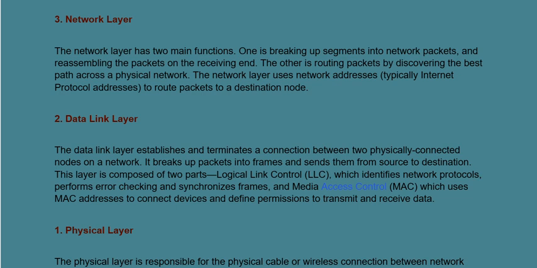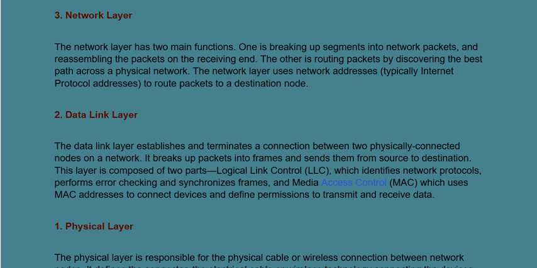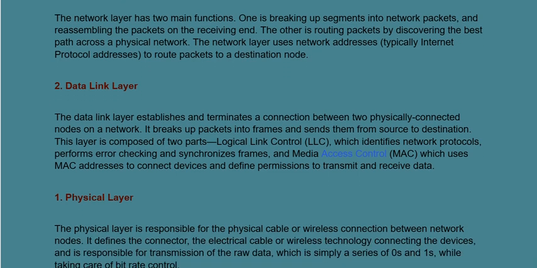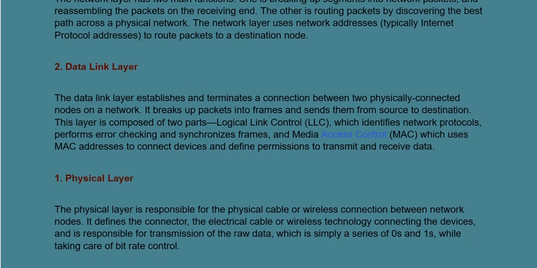The second layer is the data link layer. The data link layer establishes and terminates a connection between two physically connected nodes on a network. It breaks up packets into frames and sends them from source to destination. This layer is composed of two parts: LLC, which is logical link control, which identifies network protocols, performs error checking, and synchronizes frames; and MAC, which is media access control, which uses MAC addresses to connect devices and define permissions to transmit and receive data.